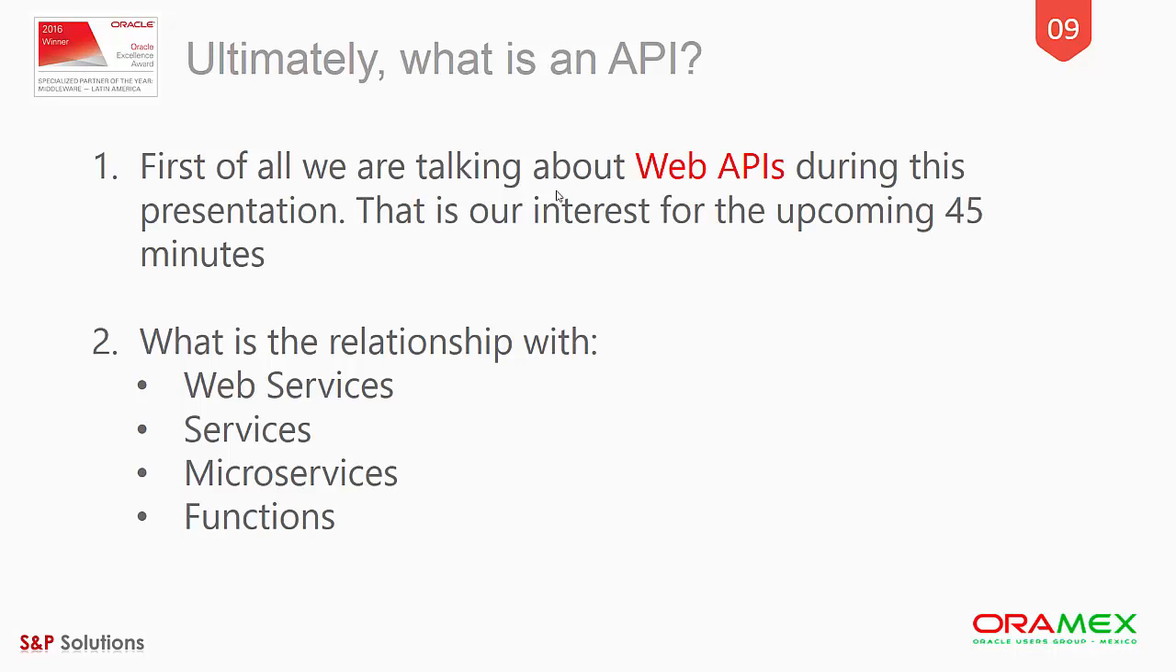So whatever definition you may have, we are going to add that everything that you have in your head about what is a web API, you need to add that at the end of the day it is a product. And what is the relationship with web services or services, microservices, functions, or whatever? Well, there is a relationship, obviously.